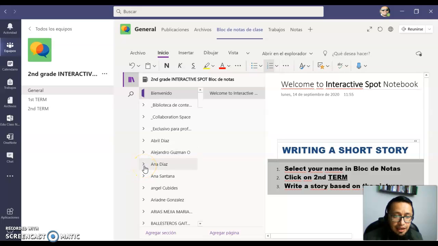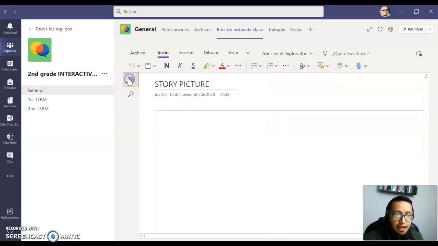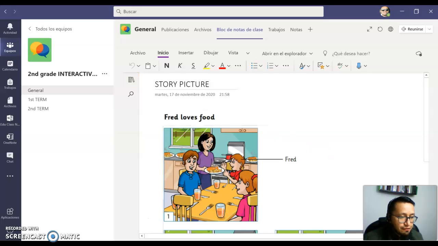Let's pick up an example. Ana Diaz could be. Thank you, Ana. And then it says click on second term, okay, because that's the term that we're currently studying. And in here, you will find the tag or the page that is called story picture. Please click on the story picture, and there you will find the following.